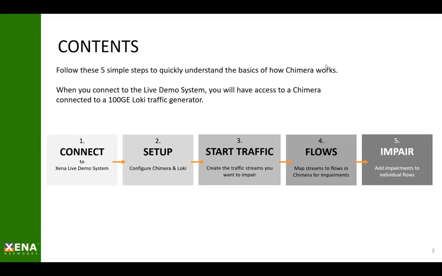Connecting to the Xena Live demo consists of 5 simple steps which we will be going through in this video. First, install the Valkyrie Manager software on your computer and connect to the Xena Live demo system. Configure the Loki traffic generator and the Chimera impairment modules. Create 2 streams on the traffic generator and start the traffic. Map these streams to Chimera flows using flow filters, and then start the impairment.